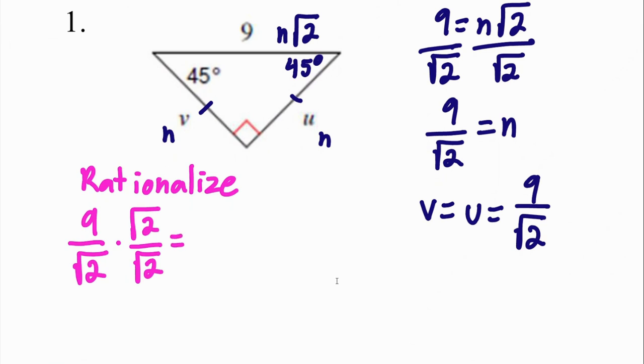So when we do that, we'll get that the numerator is 9 square root 2. And square root 2 times square root 2 is going to be like the square root of 4, which would just simplify to 2. So both of these are equivalent, these two pieces.